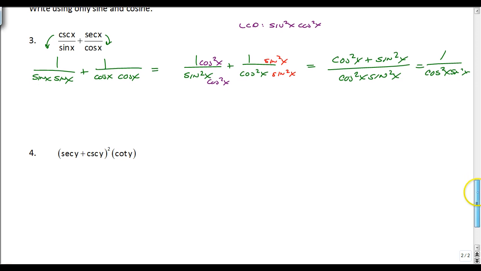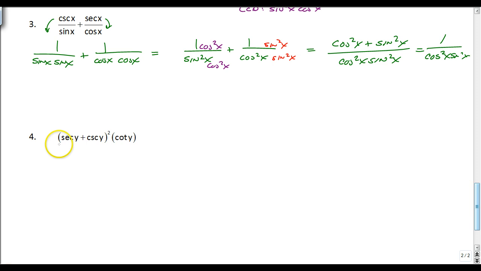Now what I will do for this problem is just kind of start you off. I will say that you need to FOIL secant y plus cosecant y with itself because of the squared. After you do that, you will need to distribute the cotangent y. That's the little hint I will give you.